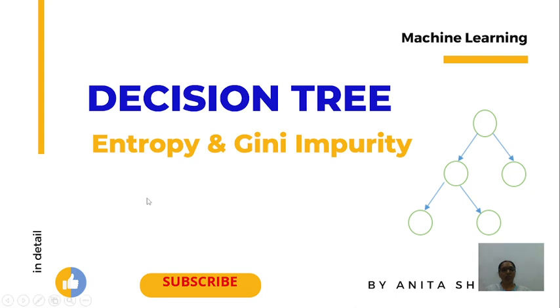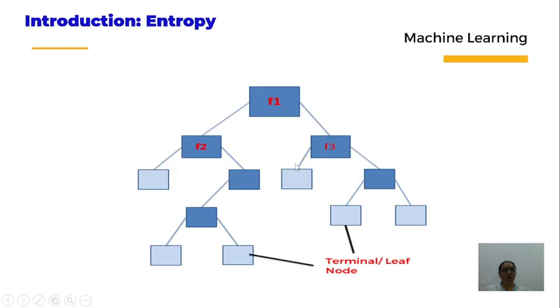In this video, we will understand a very important technique called entropy and Gini impurity while constructing the decision tree. So let's get started. As we know, a decision tree basically means we will be constructing this kind of tree based on the attributes, and finally we will get the leaf nodes or the final classes.